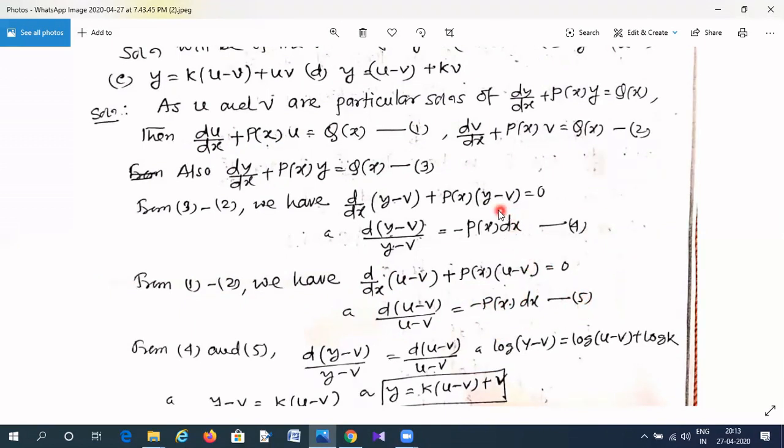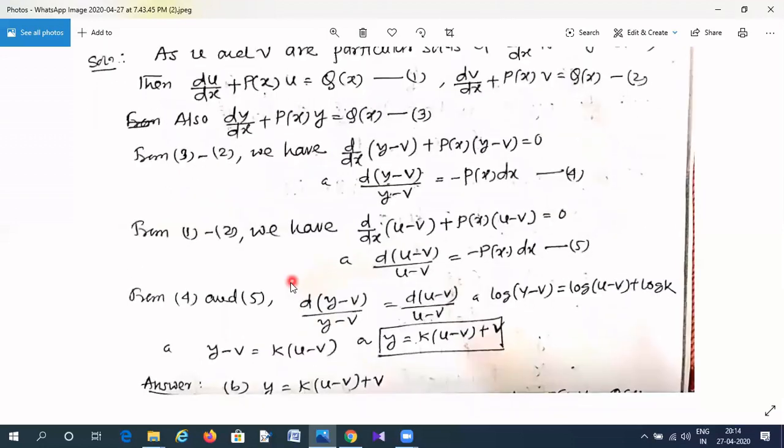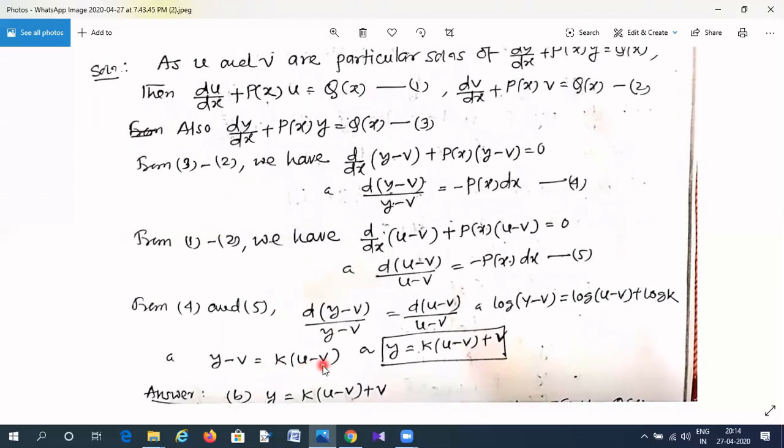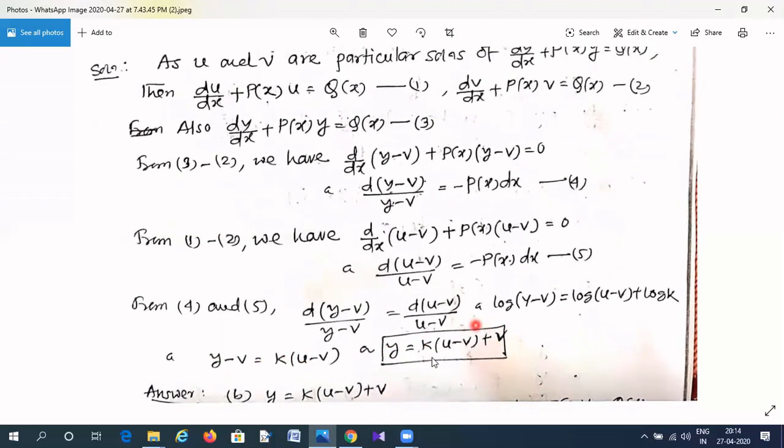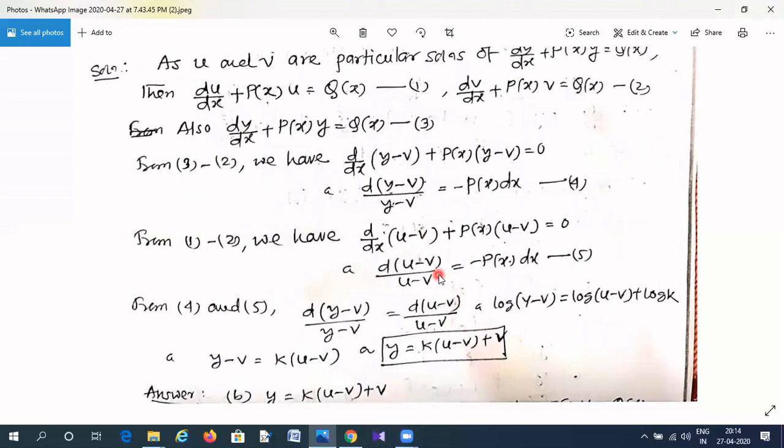Now in both the equations 4 and 5, the right hand sides are equal. So the left hand sides will also be equal, and we get d(y - v)/(y - v) = d(u - v)/(u - v). After taking the integration, we'll get log(y - v) = log(u - v), and the constant term we are taking as log k. So y - v = k(u - v), and y will become k(u - v) + v. So the answer is option D. Okay.